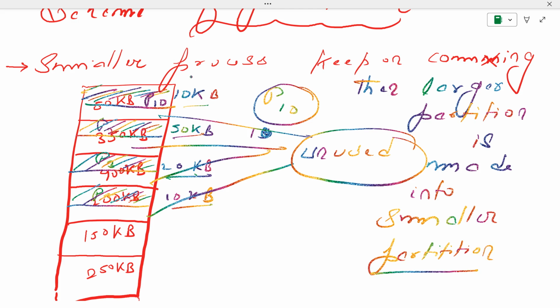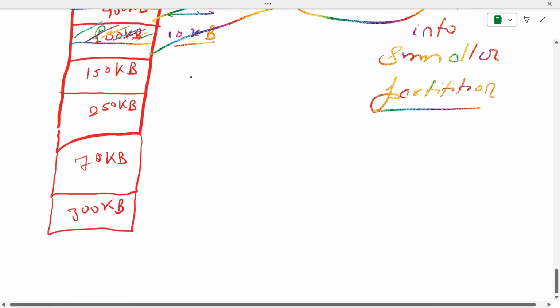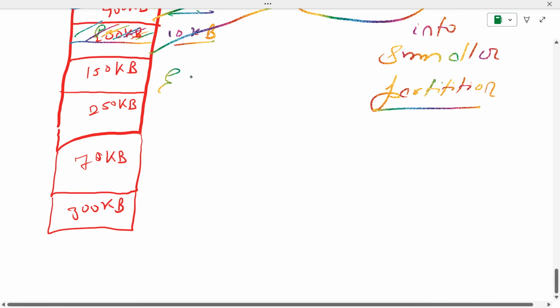This was actually 50 kb, right? But since this 10 kb came into existence, this 50 kb got divided into 10 kb and 40 kb. Now let's say we have another process coming of 50 kb, so we can't accommodate that 50 kb process here, so we have to again divide this into 50 kb and this 300 kb left. So in this way, the space got unused by the incoming smaller processes, right? And the larger partition is divided into smaller partitions. So this is one problem, also called external fragmentation.